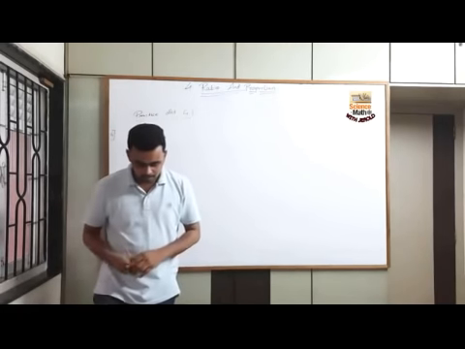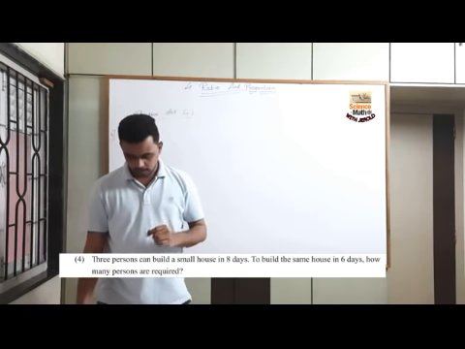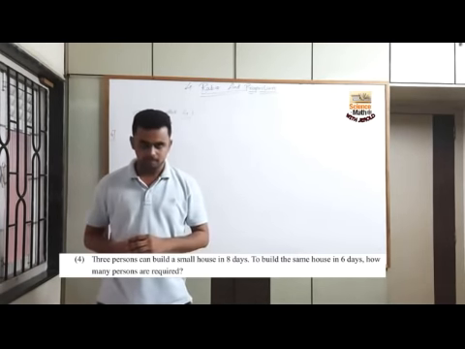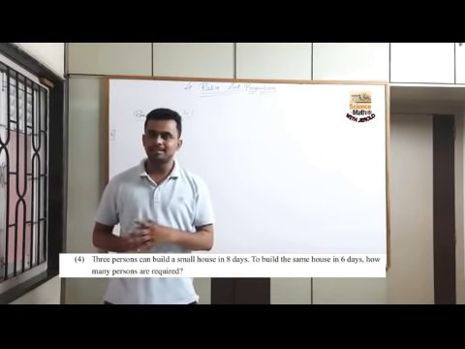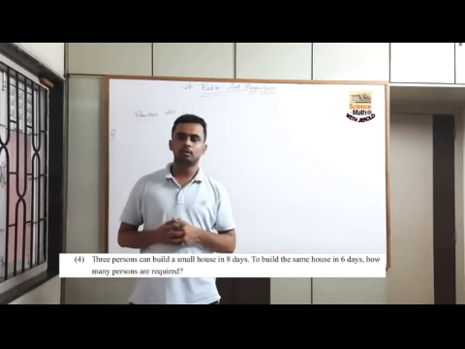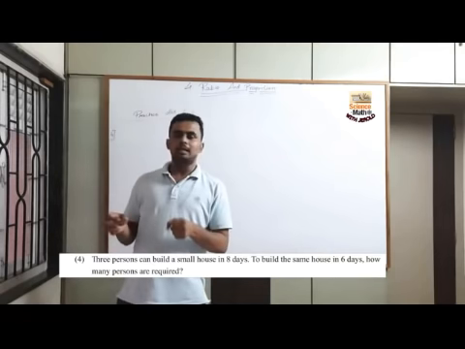So, the question is, 3 persons can build a small house in 8 days. To build the same house in 6 days, how many people will be required? The question tells us that it's an inverse proportion, because we saw in the introductory video that as the number of people increases, the labor and the time decreases.